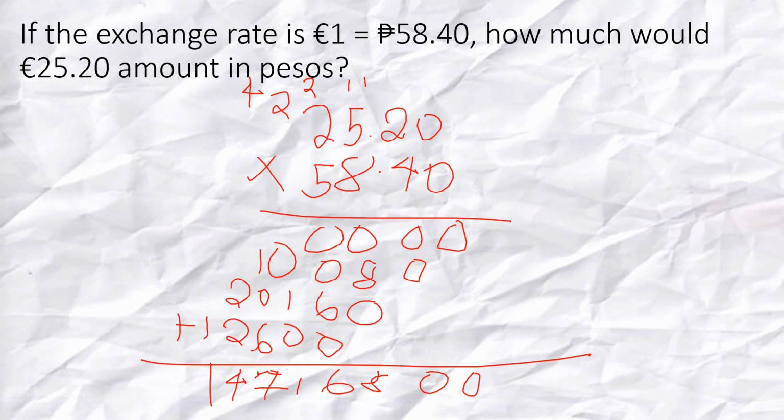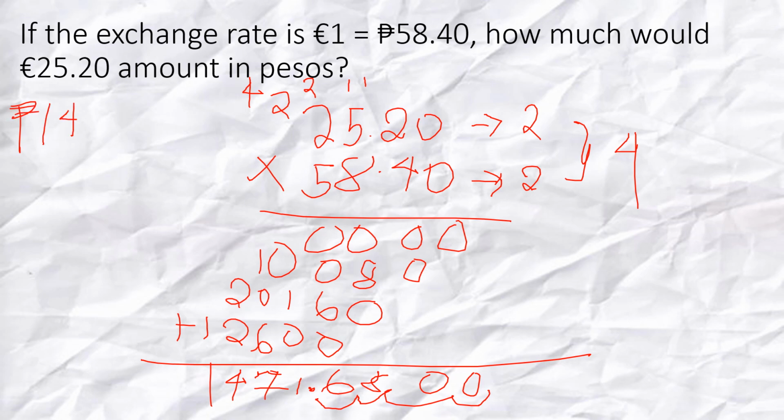Count the number of decimal places. This is 2. This is also 2. So 2 plus 2, that is 4. So we move 4 decimal places from the right going to the left. So that is 1, 2, 3, 4. So this is where we will put our decimal point. So for 25.20 euros, we have 1,471.68 pesos.